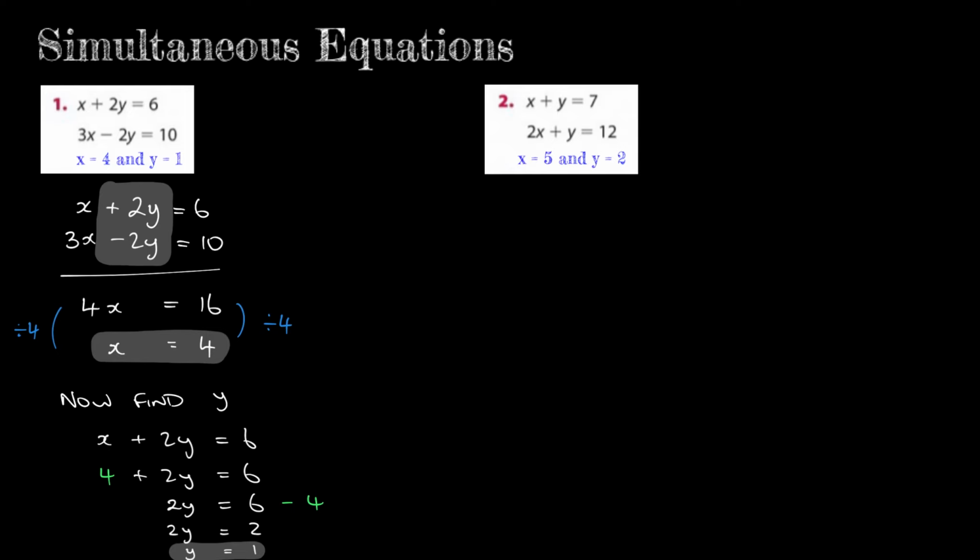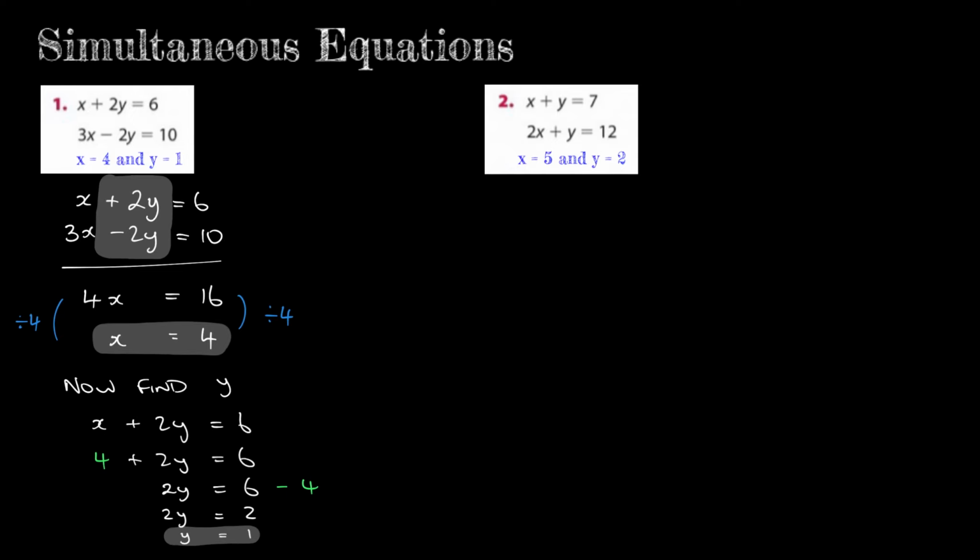The second question there, you can see I've given you the answers. You can check the answers. If you want to try the next one there first, and then we'll go through it. So we'll just go through the second one there, right? So x plus y is equal to 7. So 2x plus y is equal to 12.